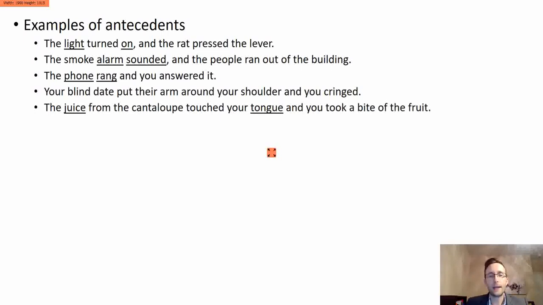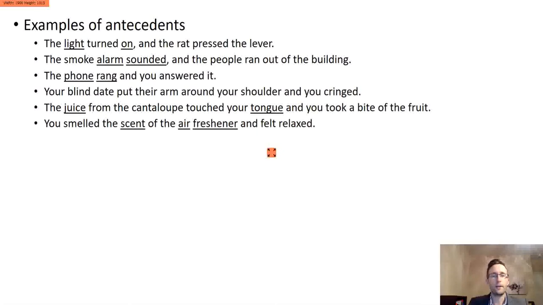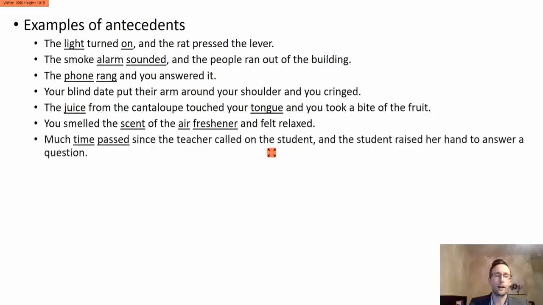The juice from the cantaloupe touched your tongue and you took a bite of the fruit. So taking a bite of the fruit is the behavior. The antecedent that evoked it was juice on the tongue. You smelled the scent of the air freshener and felt relaxed. Okay, the feeling of being relaxed is the behavior here. And smelling the scent of the air freshener, that is the smell or the odor of the air freshener, is the antecedent that evoked your feelings of being relaxed.